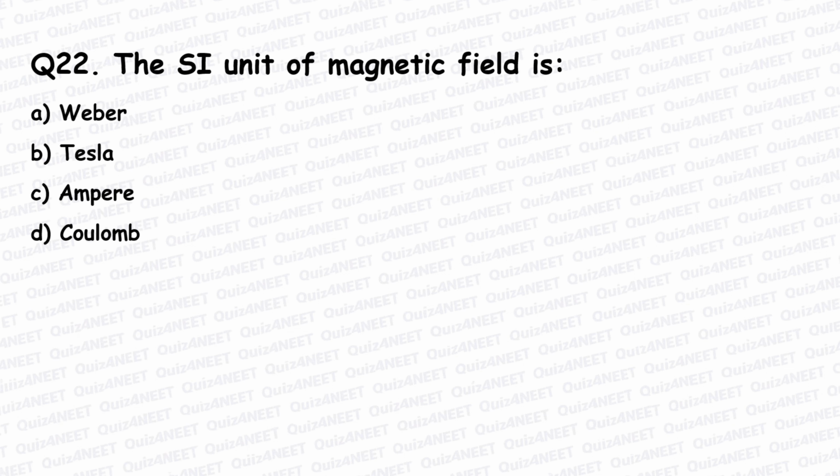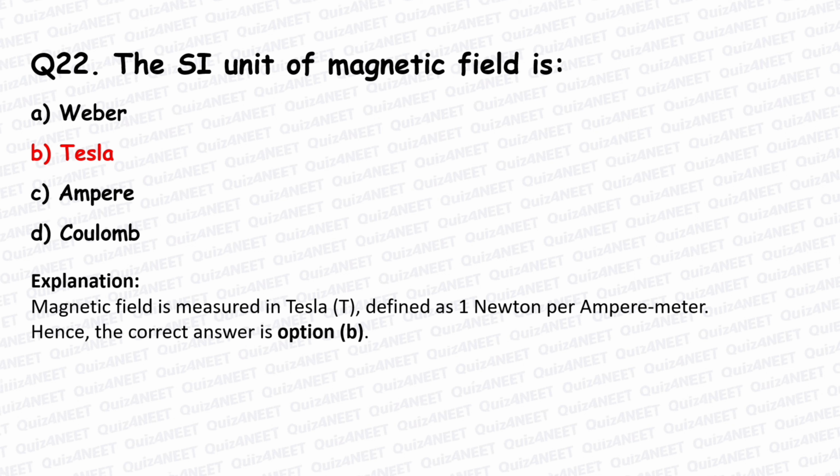Q22. The SI unit of magnetic field is: A, Weber; B, Tesla; C, ampere; D, coulomb. Answer: B, Tesla. Explanation: Magnetic field is measured in Tesla, T, defined as 1 Newton per ampere meter. Hence, the correct answer is option B.